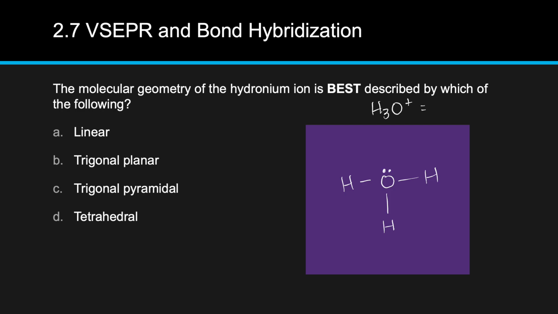So if I add up all of my electrons, I know oxygen is 6, and then each hydrogen has 1, so that's a total of 3. And then that plus sign means I lost an electron. So I have a total of 8 valence electrons, and that is what I have here.